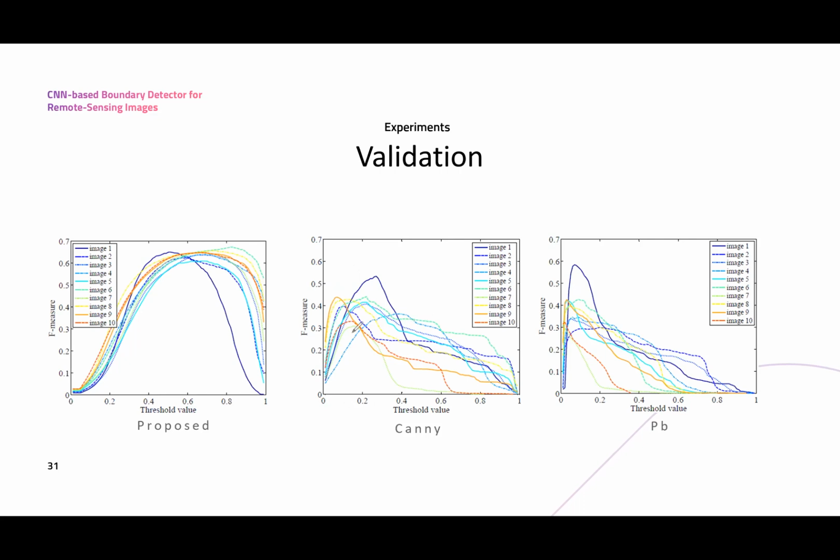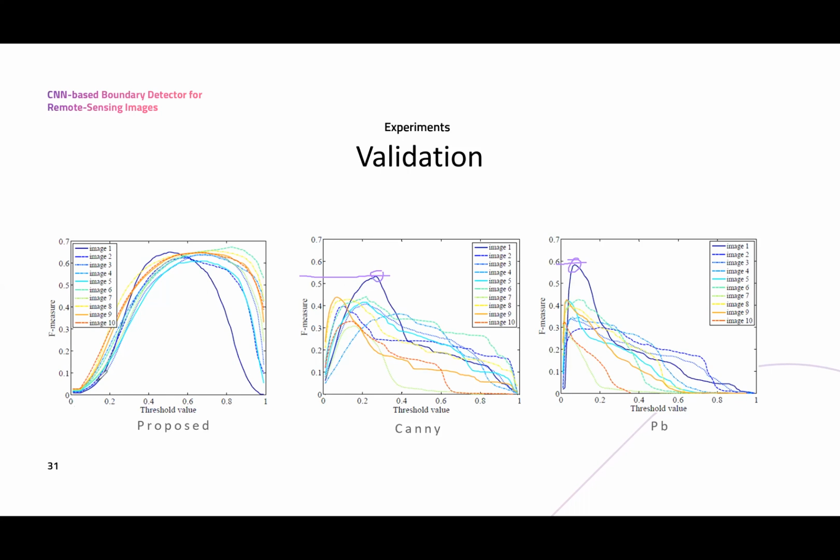In terms of the F measure for Canny and PB, as you can see, it's below 0.6 at its best performance. I think it is for image 1, maybe. Yeah, for image 1, it reached around 0.6, while there is varying performance across other images. So we tested on the 10 images, and these are the results.